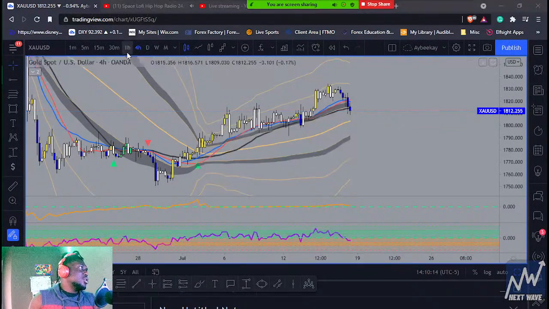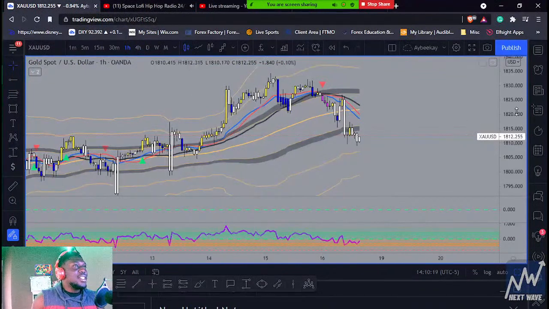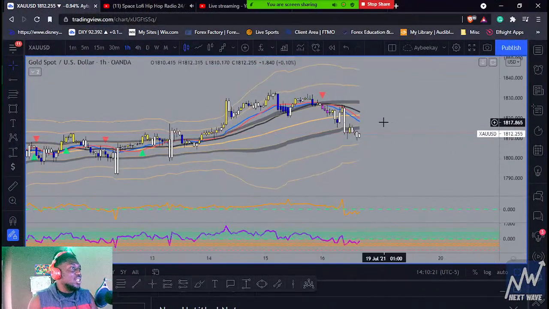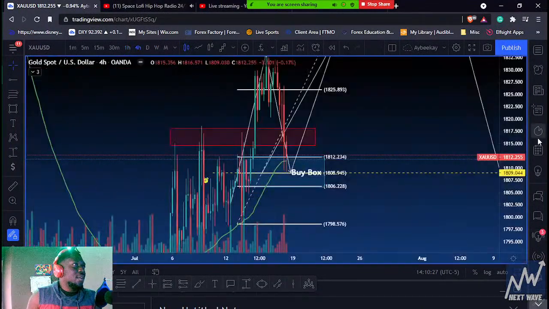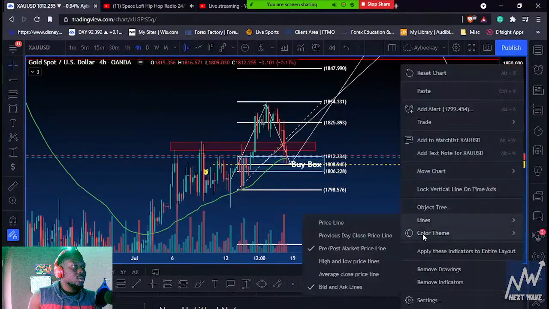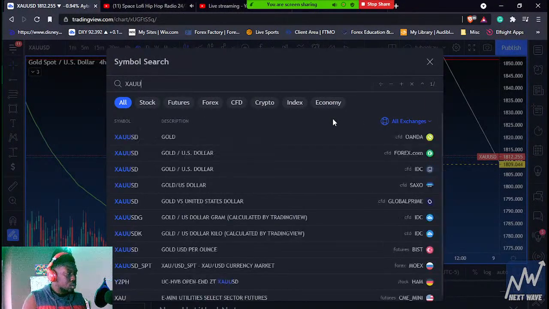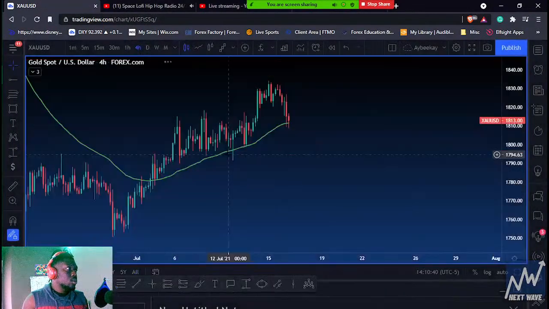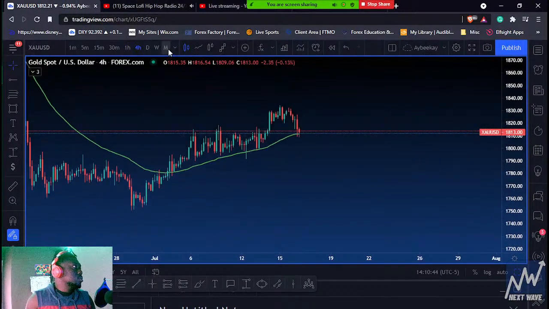Oh yes, absolutely. For gold, when the buys happen, they happen very fast, and when the sells happen, they're choppy. That is true. But one thing about gold that we have to understand. Let me go to a different gold chart. Remove drawings.